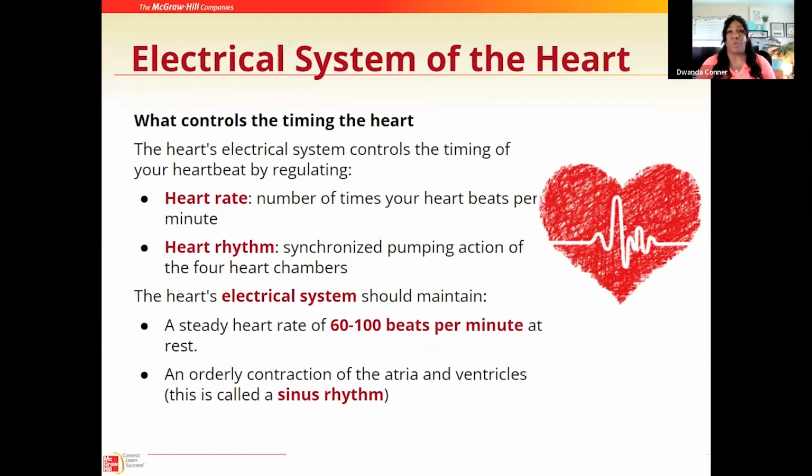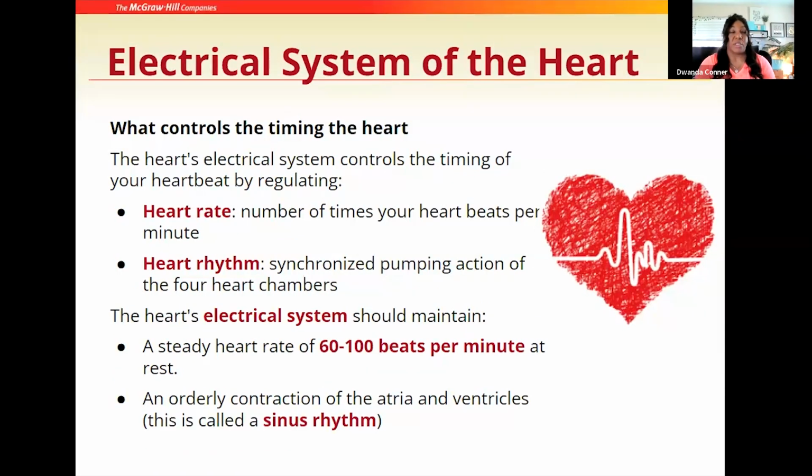With these tests, what we are doing is essentially measuring and monitoring the electrical system of the heart. Let's talk about what controls the timing of the heart. Early on, we learned about vital signs. We learned about pulse. The pulse is going to be someone's heart rate. Pulse is related to the number of times your heart beats per minute. Remember that an adult's normal resting heart rate or pulse should fall anywhere from 60 to 100 beats per minute.